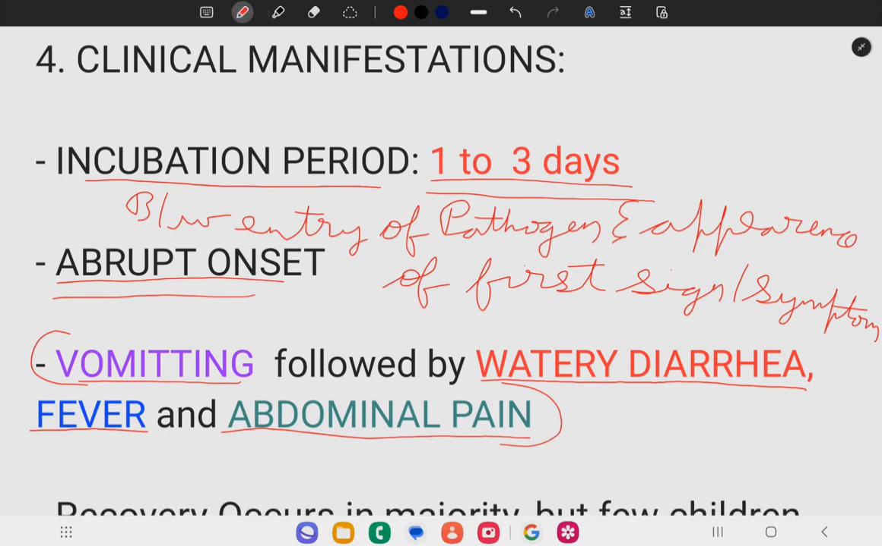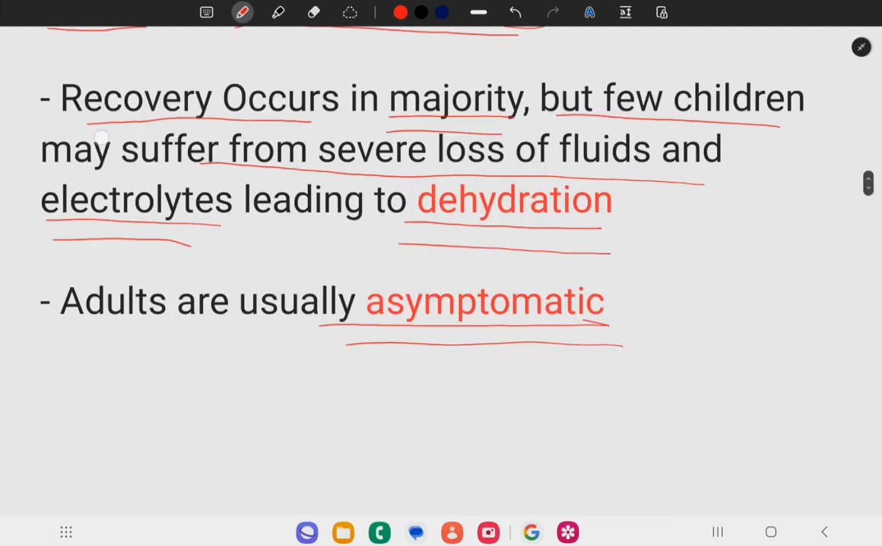I will quickly summarize it. After that, I will start lab diagnosis. Incubation period is 1 to 3 days and the disease is abrupt in onset. Vomiting appears first, followed by watery diarrhea, fever, and abdominal pain. These are the complaints with which the patient presents. Recovery occurs in the majority of cases, but few children may suffer from severe loss of fluids and electrolytes, which leads to dehydration. Adults are usually asymptomatic.